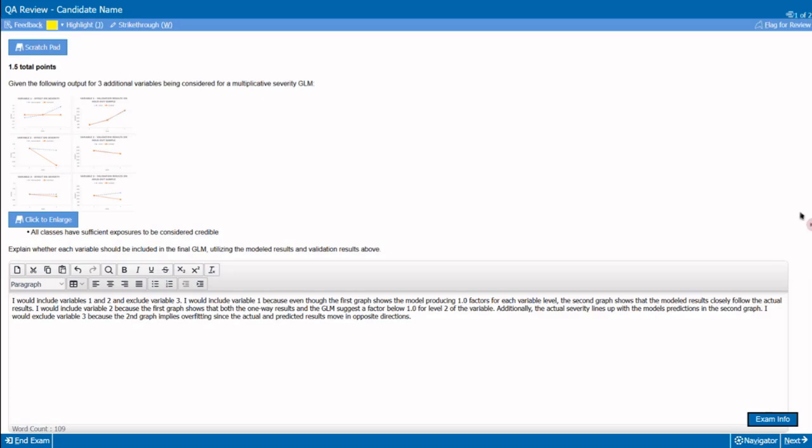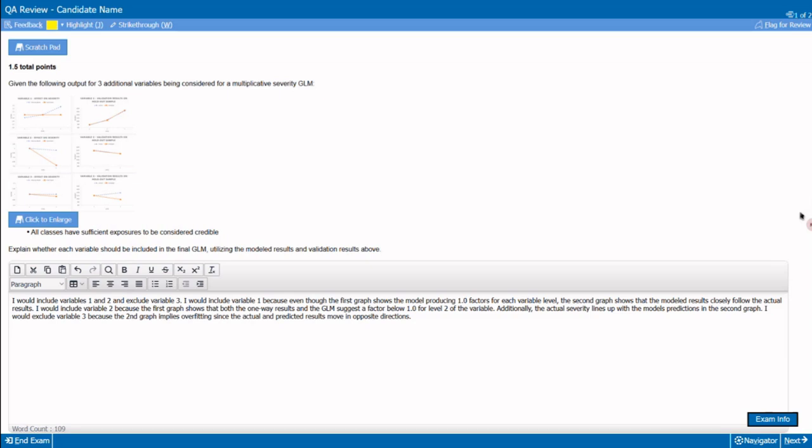Hi, I'm the grader for this question. This is a 1.5 point question asking the candidate's opinion on whether that variable should be included. So as a grader, I would be looking for full explanations for each of the variables, and each explanation would be worth half a point. So what I would want to see in the explanation is reference to both charts for each variable, commenting on the predictive value of the variable as well as the model fit for that variable.